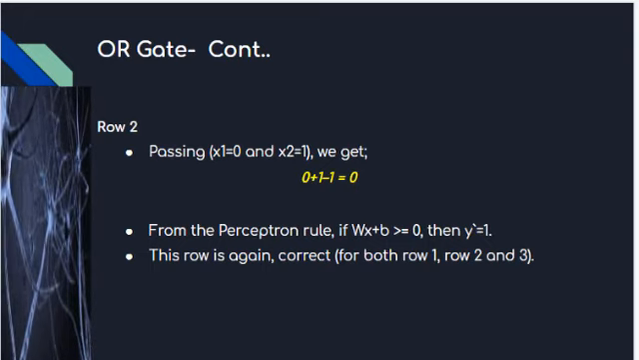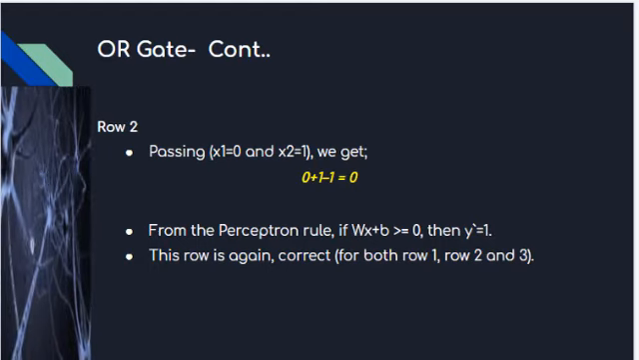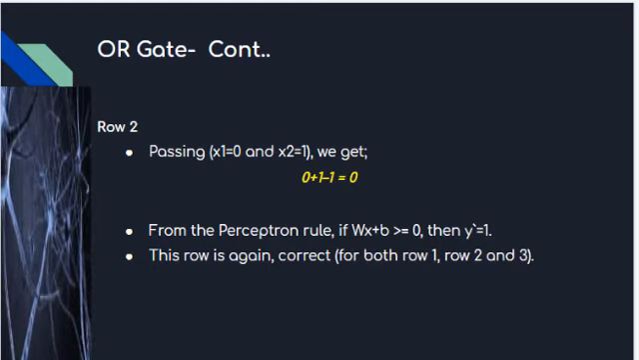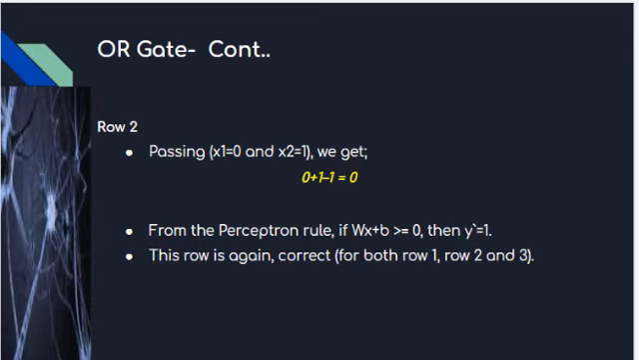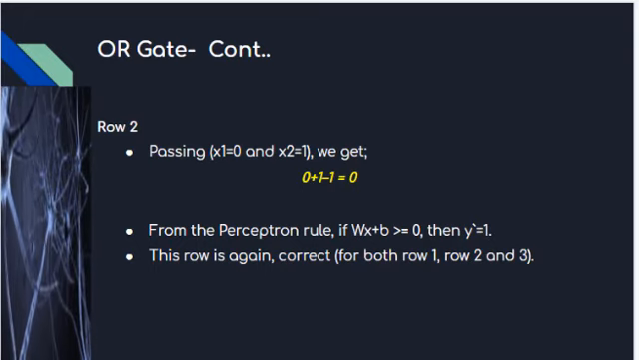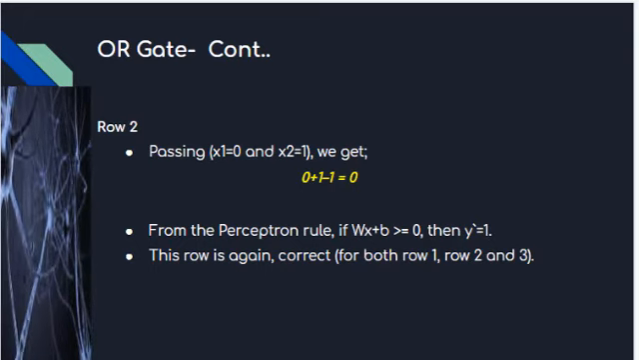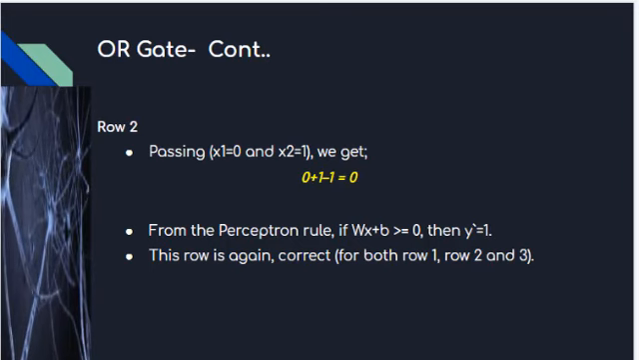Next, take row 2, passing x1 equal to 0 and x2 equal to 1. We get 0 plus 1 minus 1 equal to 0. From the perceptron rule, if wx plus b is greater than or equal to 0, then the prediction y dash is equal to 1. This row is again correct for row 1, row 2 and row 3.